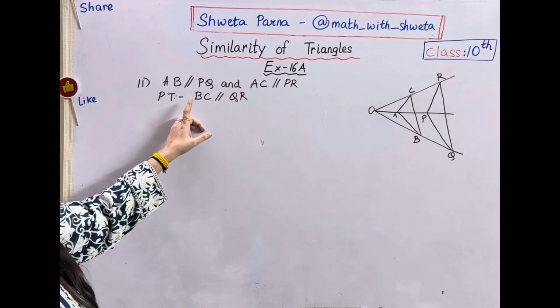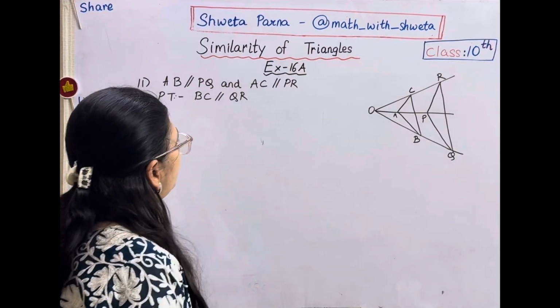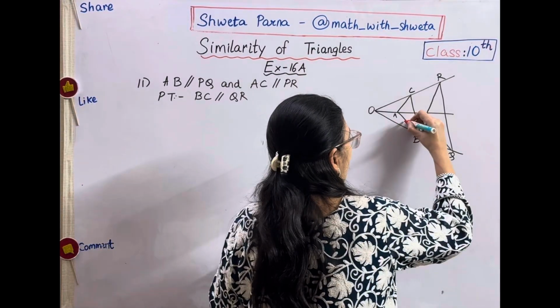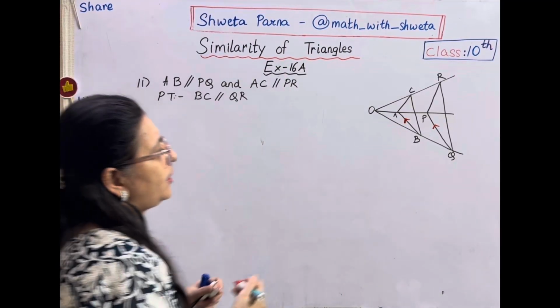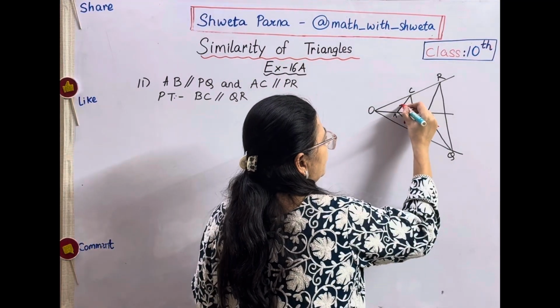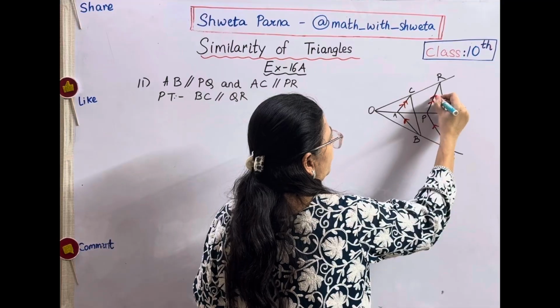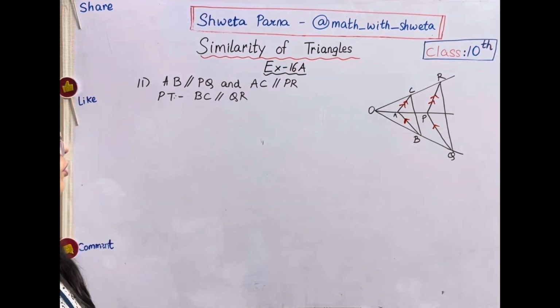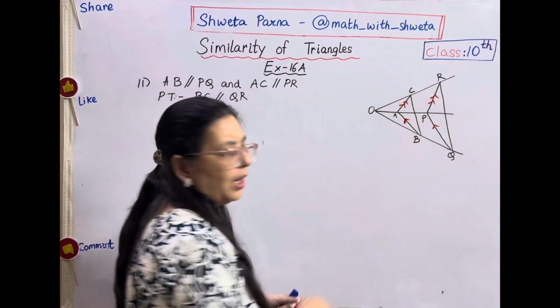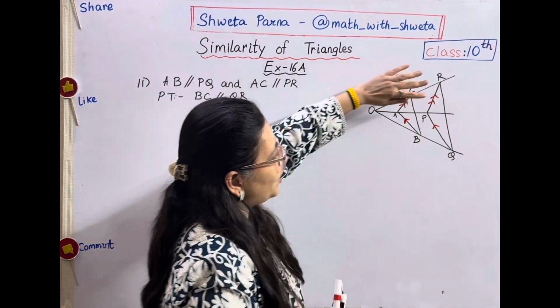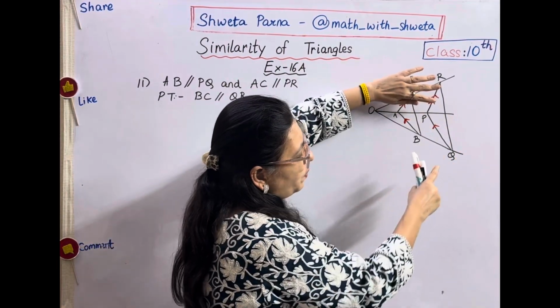AB, what is given? AB is parallel to PQ. I'll put an arrow mark. AB is parallel to PQ and AC is parallel to PR. This is parallel to PR. Now you have to prove that BC is parallel to RQ. Now first, what information is given? AB is parallel to PQ.